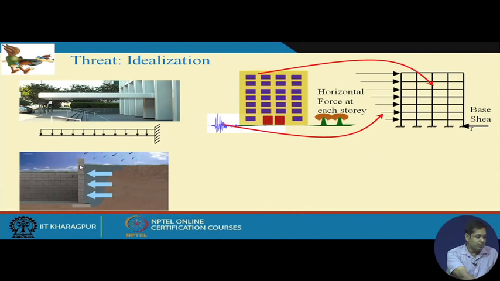Similarly, the earth pressure: if you take this retaining wall which is subject to earth pressure, it can be idealized as this. The vertical line you can see is the idealization of the retaining wall, and this triangular distribution is the idealization of the earth pressure on the retaining wall.